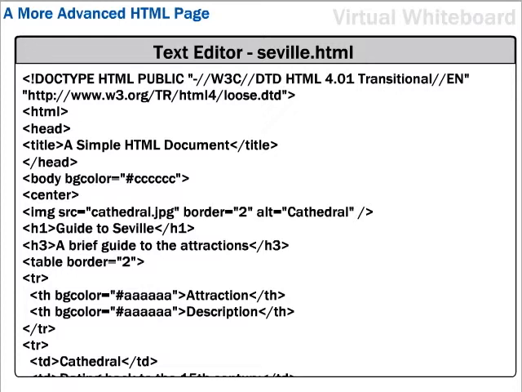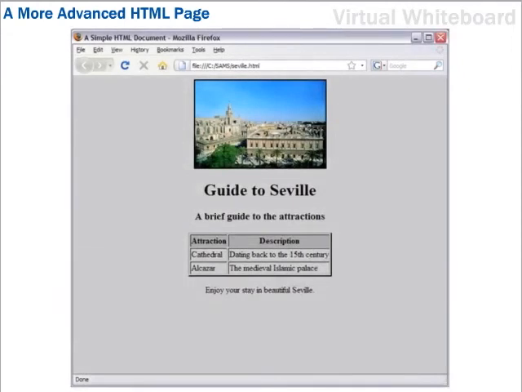Let's revisit our testpage.html and add some extra elements. This shows Seville.html, developed from our original HTML page but with different content in the body section of the document. This shows how the page looks when displayed, this time in Mozilla Firefox. Now we have applied a background tint to the body area of the document. The content of the body area has been centered on the page, and that content now includes an image, which we've given a 2-pixel wide border, a heading and a subheading, a simple table, and some text.